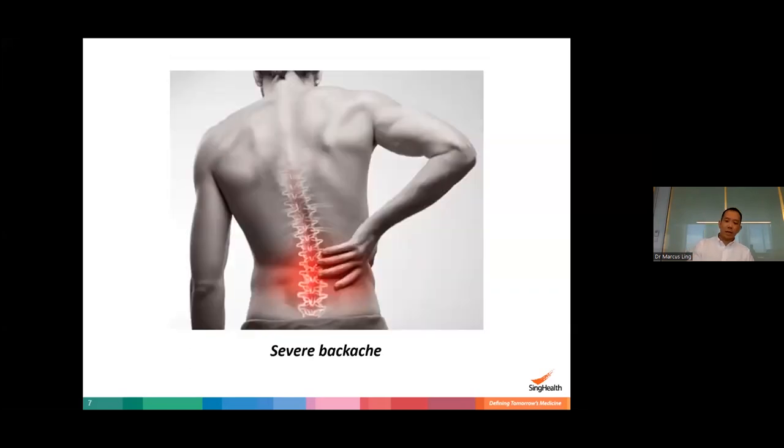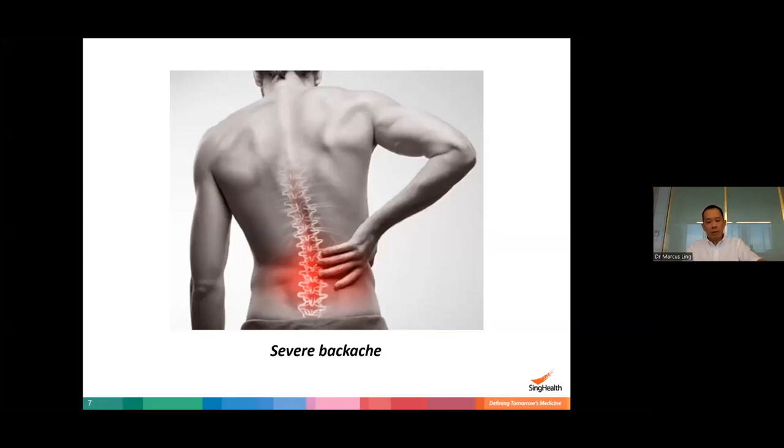The final indication for patients requiring surgery would be severe backache. As I mentioned in my earlier slide, almost all of us would experience some form of backache in our lives, but most of these episodes can be treated conservatively. Conservative treatment will always be the primary treatment for backache. Conservative treatment includes a short period of rest, painkillers, as well as a course of physiotherapy.